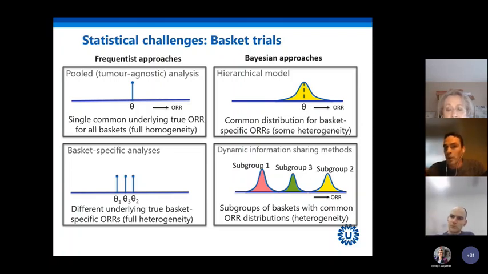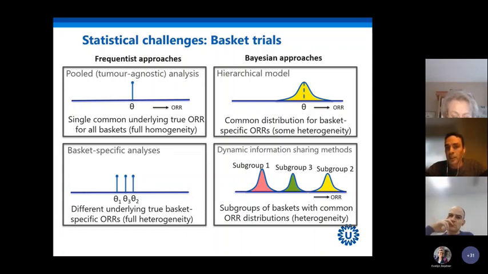The first one was using a single hierarchical model that basically assumed that the overall response rates could differ between the baskets, so it could differ between the cancer types, but there was one single distribution that covered these response rates, so it did take into account the heterogeneity.